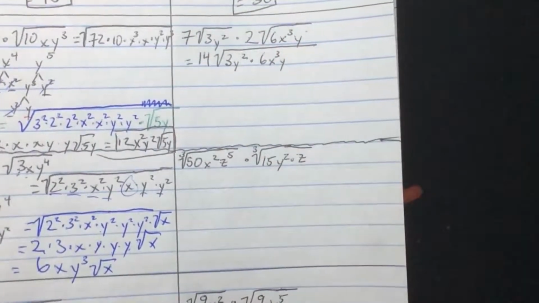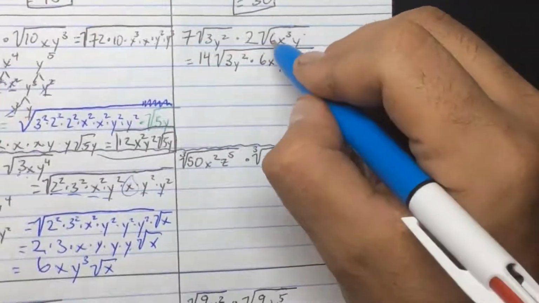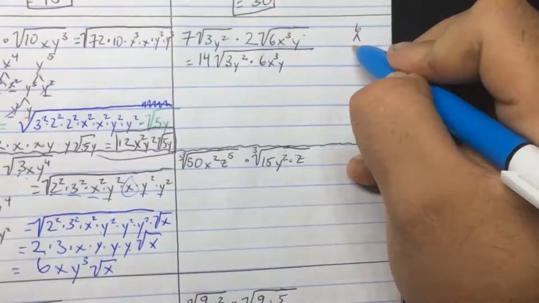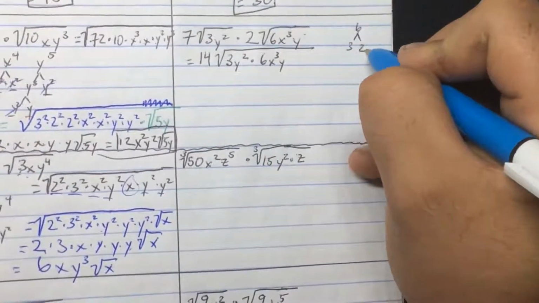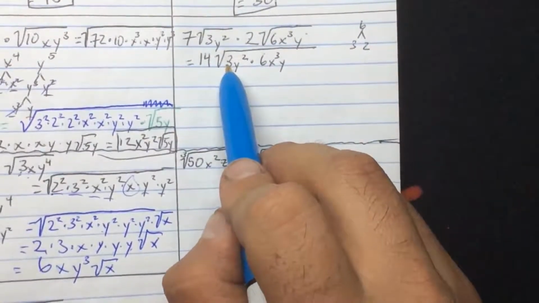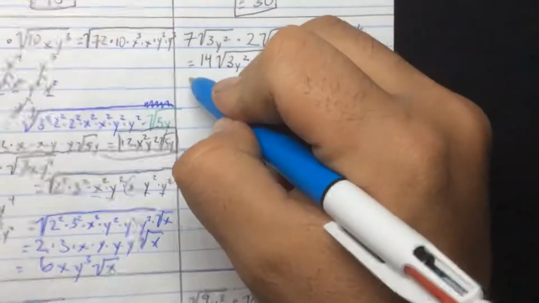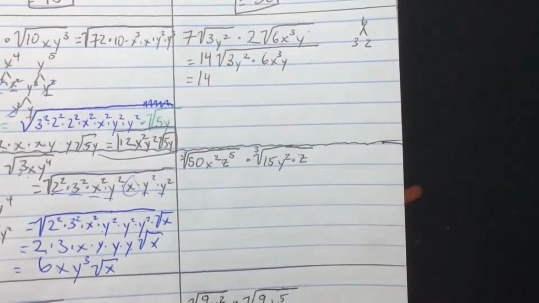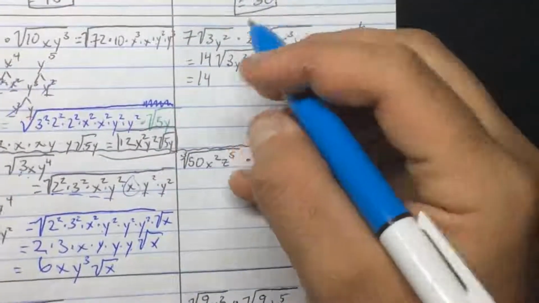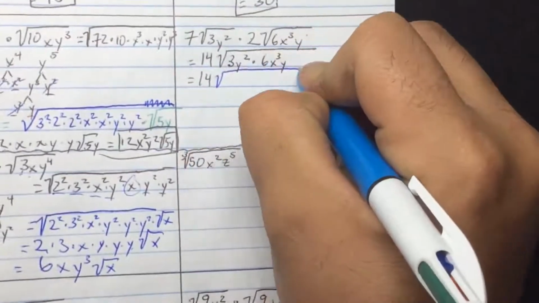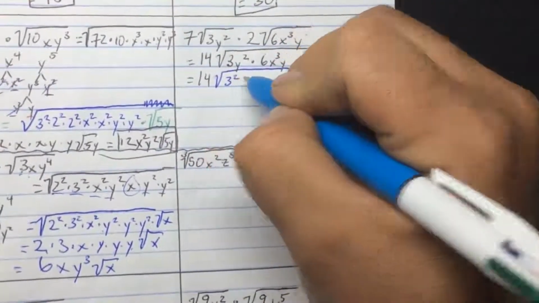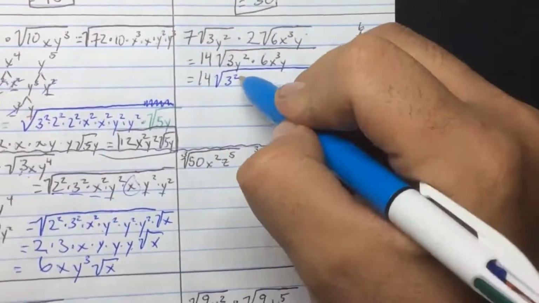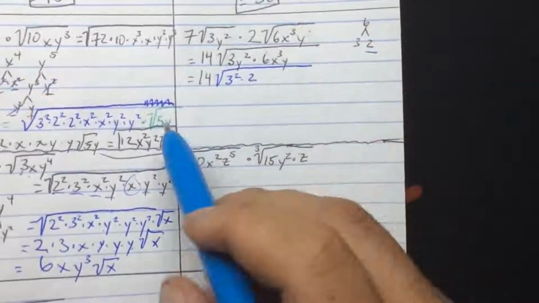So we know that our 6 is actually 3 times 2. So we're actually going to have a pair. We have a 3 here, a 3 here. So we're going to have equals to 14, and we're going to have 3 squared, and then we're going to have our leftover 2 times 2. That takes care of our coefficients.